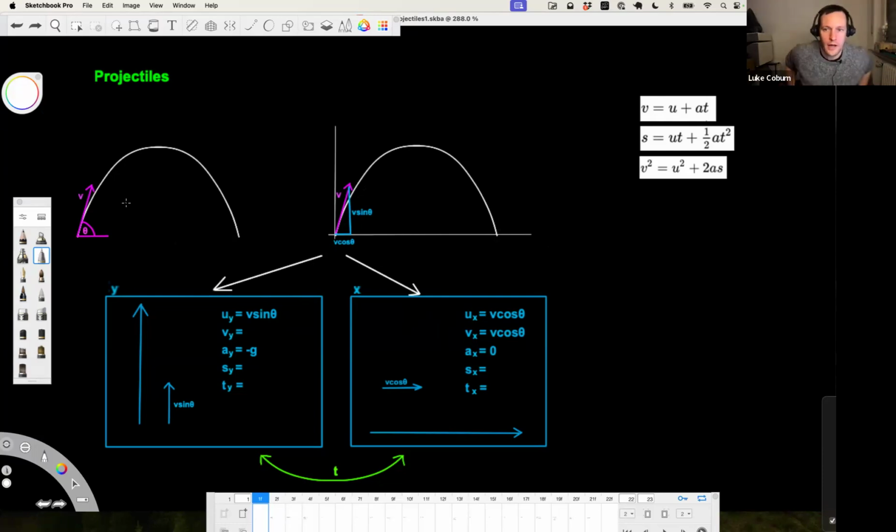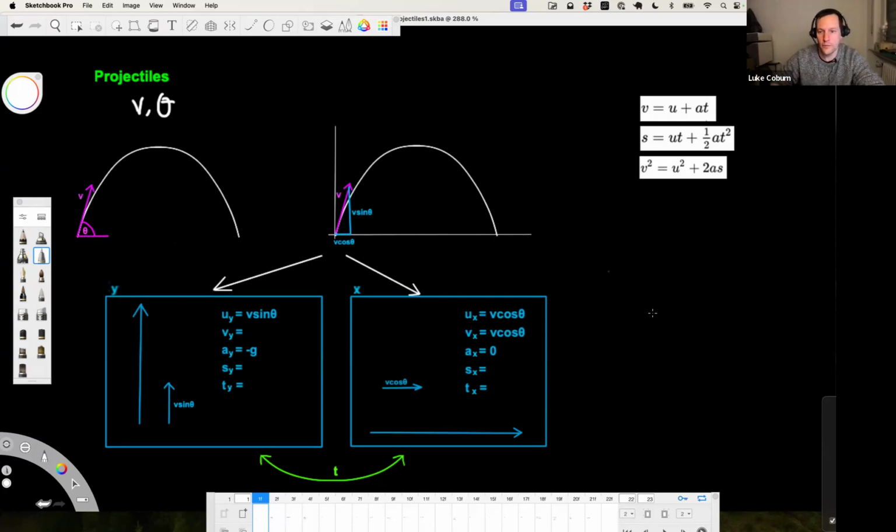I'll just start now. So quick reminder, projectiles. The two things we care about are the velocity, the speed that the particle is fired at, and the angle to the horizontal.